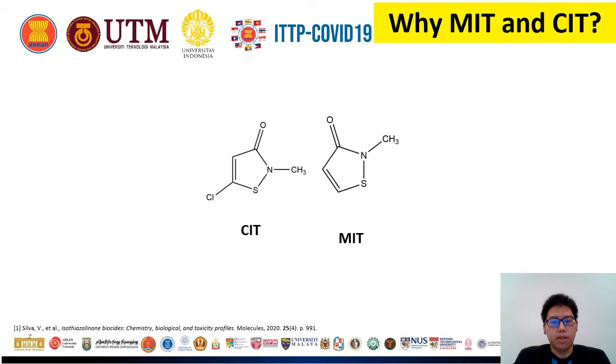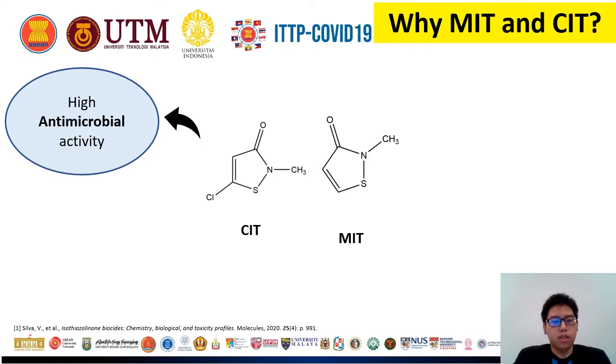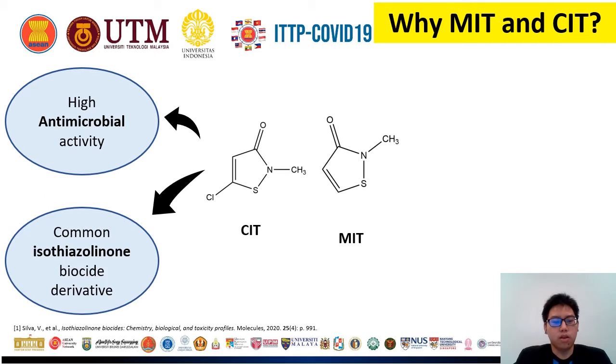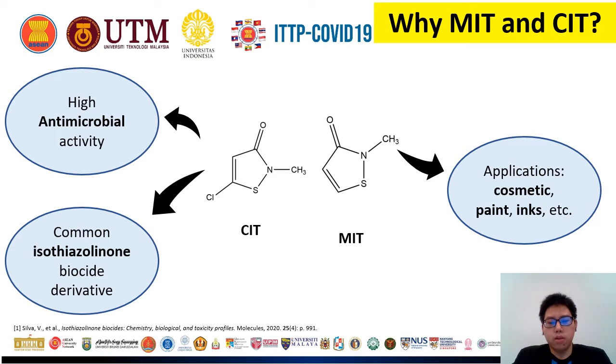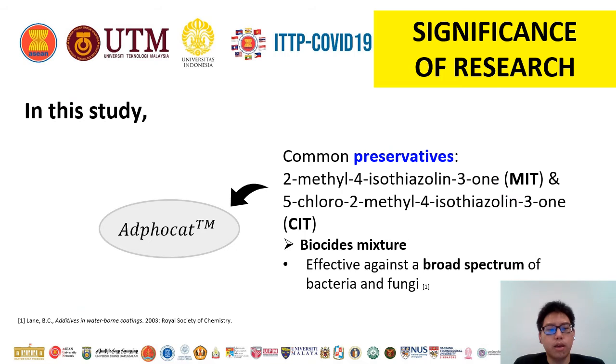Let's start with why MIT and CIT biocide. MIT and CIT biocide was studied and has shown high antimicrobial activity. Besides that, this MIT and CIT biocide is also a common isothiazolinone biocide derivative. The biocide is usually used in cosmetics, paint, ink, and other industries. Hence, in this study, we will try to introduce this MIT and CIT biocide into the FOCAT, since it was reported to be effective against a broad spectrum of bacteria and also fungi.